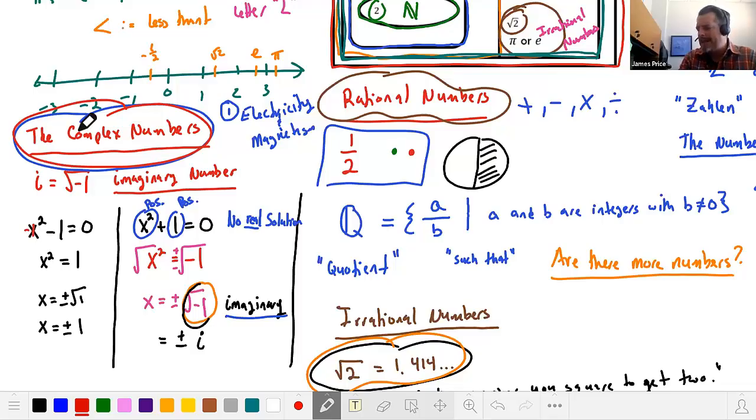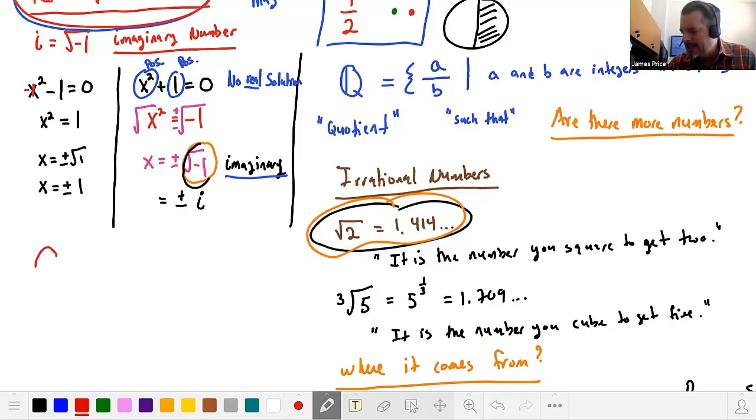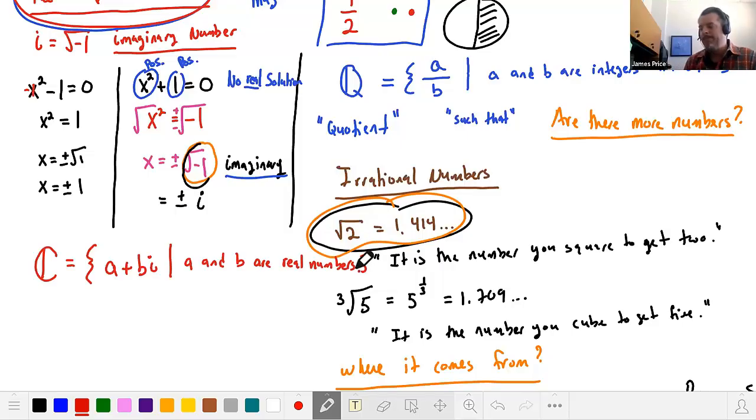Oh, and I guess I should write them down too. So we use the letter C to represent the complex numbers, which is pretty clear why, right? C, complex numbers. And then we do a little curly bracket here, and then a + bi, such that a and b are real numbers. And so those are all the complex numbers.